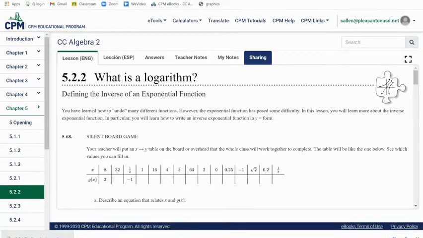Section 5.2.2, which is defining the inverse of an exponential function. So in the last section, we learned just briefly about the log equation and what it looks like, and then figuring out that a log equation is in fact the inverse of an exponential.